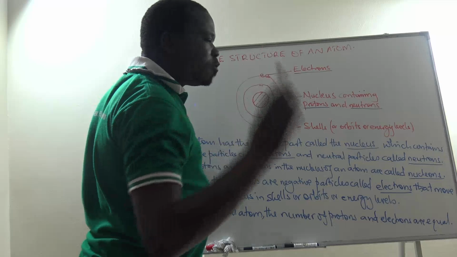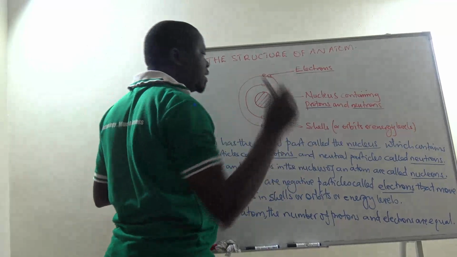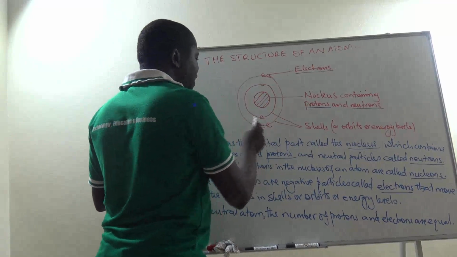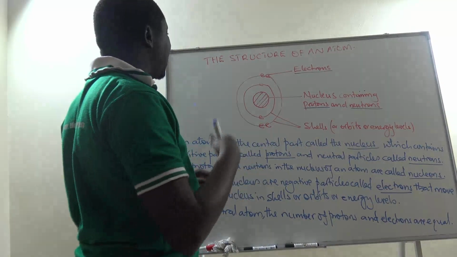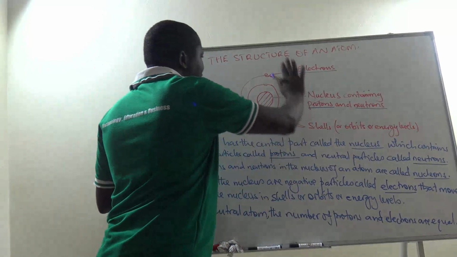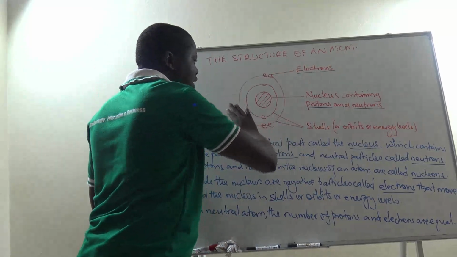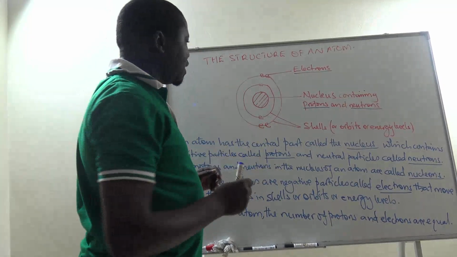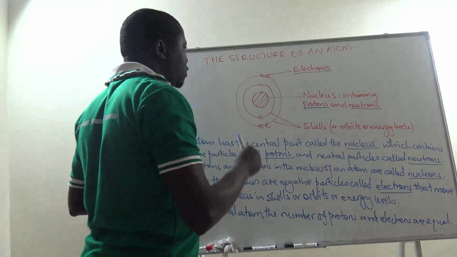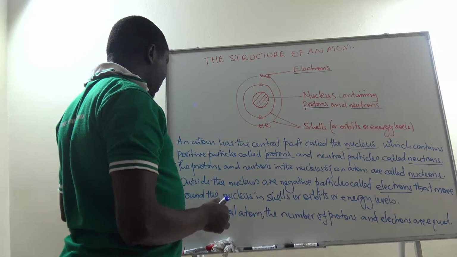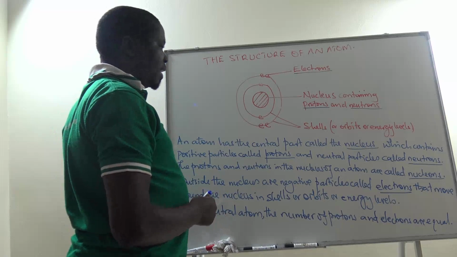So if we have equal number of protons and electrons, it means that we have equal number of positive and negative charges in an atom, an element. And the effect is that an atom will become electrically neutral because of having the same number of positive and negative charges. That's the same number of protons and electrons. So this statement is very important and you don't have to forget it.